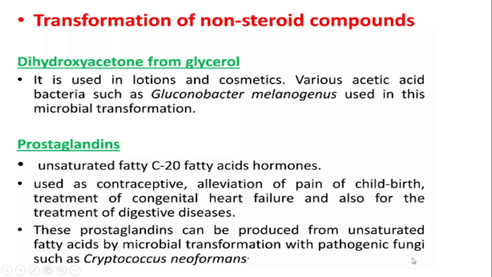Then you can also use biotransformation of non-steroid compounds. Dihydroxyacetone can be produced from glycerol using Gluconobacter melanogenus. Prostaglandin can be produced, which is used as a contraceptive. It is used for the alleviation of pain during childbirth, and for congestive heart failure. This can be produced from unsaturated fatty acid using the organism Cryptococcus neoformans.